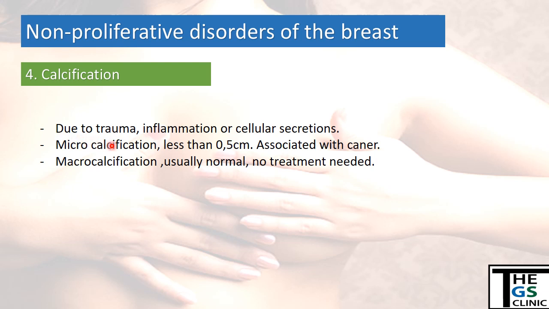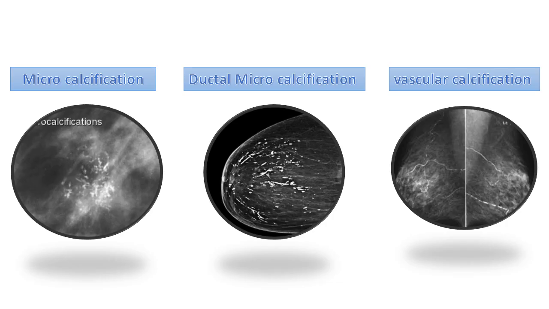If this calcification is less than 5 millimeter, we can say that this is a microcalcification. So what's the significance of microcalcification? Microcalcification is a serious condition and it is associated with cancer. That's why if we find a mammography with microcalcification, we have to take it seriously and think about underlying malignancy. Otherwise, macrocalcification, which is usually more than 0.5, let's say 1, 1.5, 2 centimeters, is a benign condition and usually doesn't indicate any underlying disease.